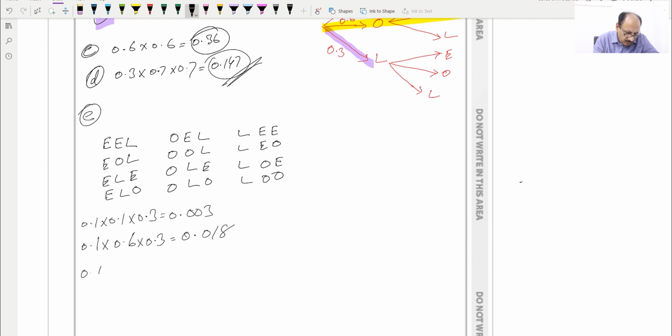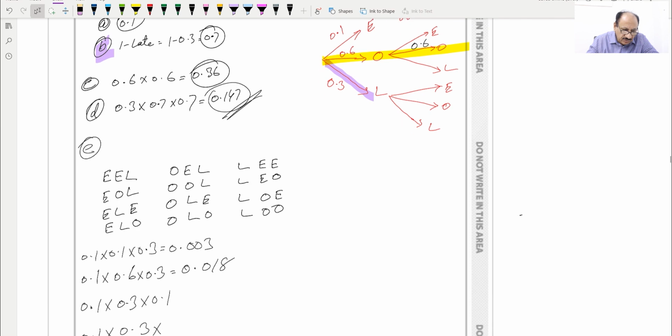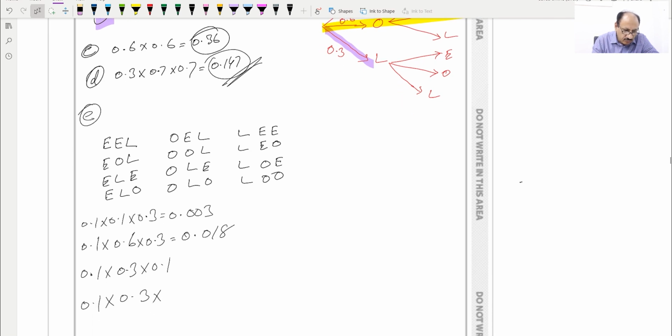And next one we can take early, which is 0.1. For early we are taking 0.1, for late we are taking 0.3, and then early 0.1 again, and this will be 0.1, and late will be 0.3, and on time will be 0.1. Now on time is 0.6 basically, so we can take this 0.6, and if we multiply we will get 0.003, and this will be 0.0018.